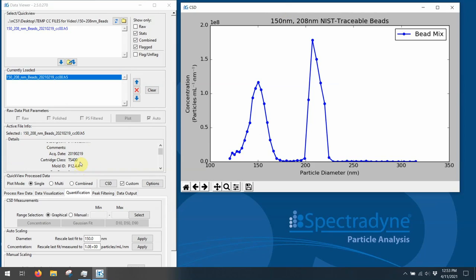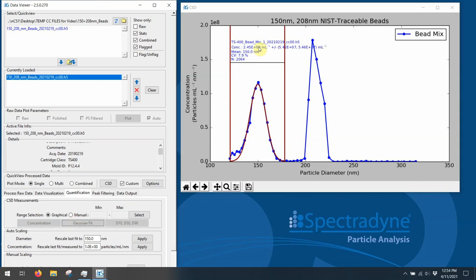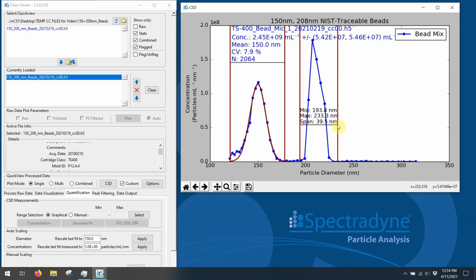First, I'm going to select the distribution for the 150 nanometer beads, fit a Gaussian to it, and we can see that the peak comes out right at 150 nanometers and that the concentration is 2.45 times 10 to the ninth particles per ml, meaning that the concentration was within 3% of what we mixed it to. Let's do the same for the 208 nanometer beads. So I'll select them and fit a Gaussian to it.